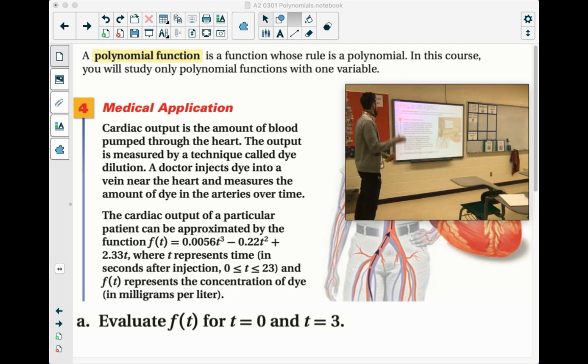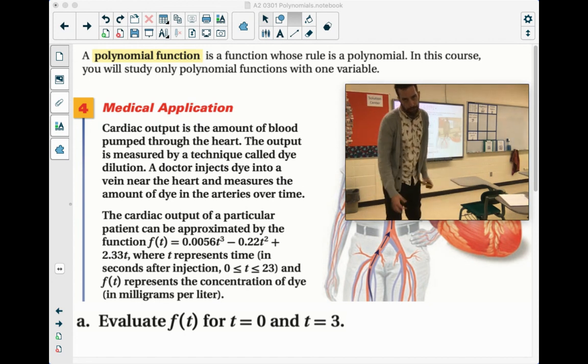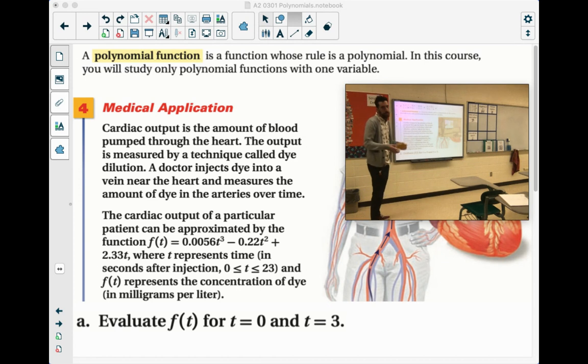Calculators ready. Here we go. Polynomial function. Function is just like an equation, right? Or like a formula. A polynomial function is a function whose rule is a polynomial.